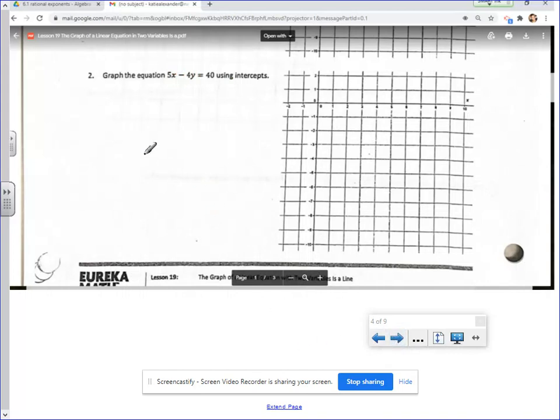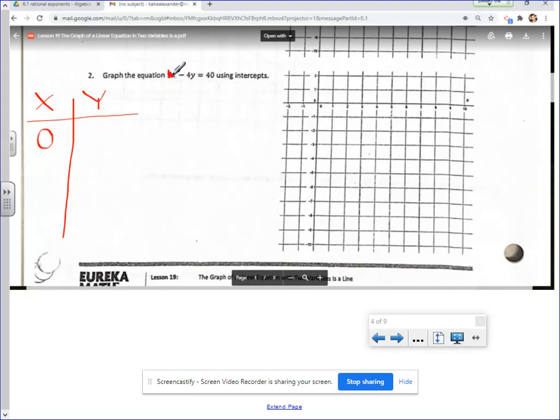Here's number 2. So this one says 5x minus 4y equals 40. We have to graph this a little bit different. So you're going to start by making a T-chart. X will be on the left and y will be on the right. So what we want to do is make x 0. So the number that's attached to x and the x go away.